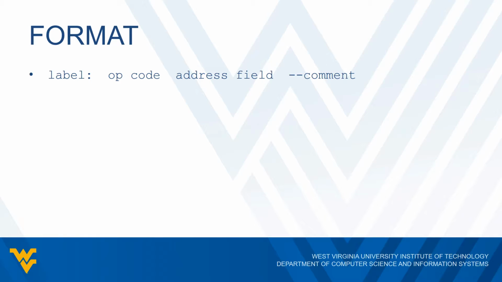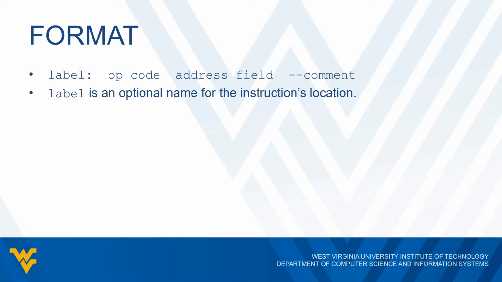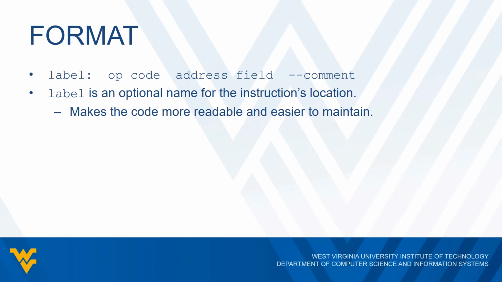So we have something like this, where we have the label, a colon, some opcode, an address field, 2 dashes, and the word comment. So these are kind of placeholders. So what does each part mean? Well, the label is simply an optional name for the instruction's location. And what this does, it allows us to make the code easier to read and easier to maintain.